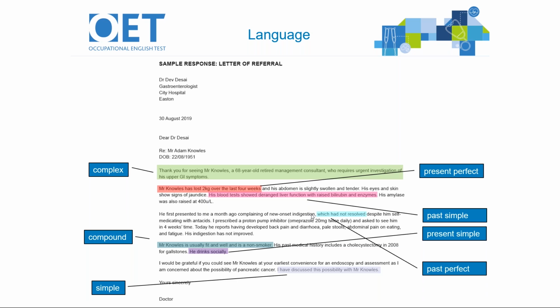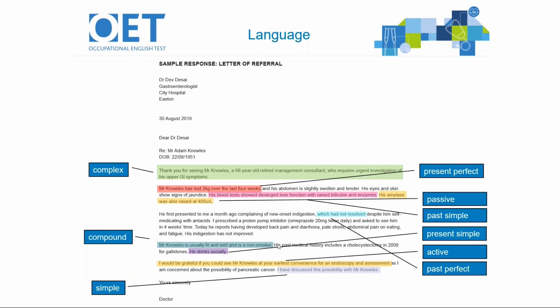And we've also got an example of the past perfect here, which has been used in the same sentence as past simple. I'll just highlight that here. He first presented to me a month ago. And then we have the past perfect after that to show that this had taken place at a different past time. So that's a good example of the past perfect being used in that sentence there. We've also got use of passive forms in this example and active forms, which here come at the end of the letter to make the request of the reader.